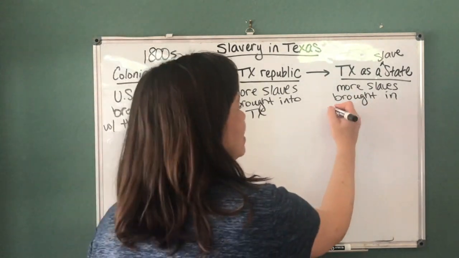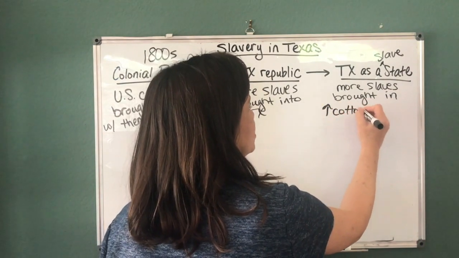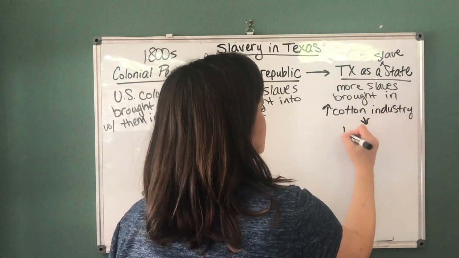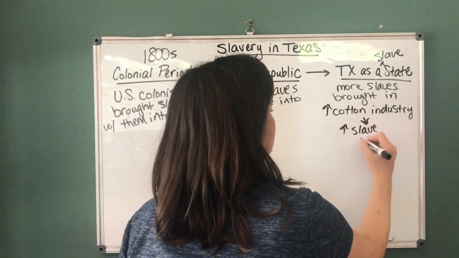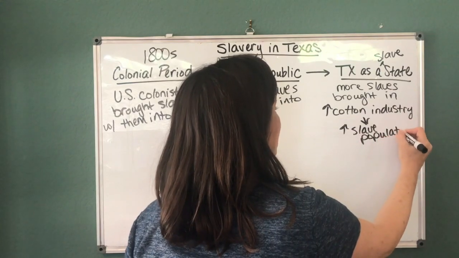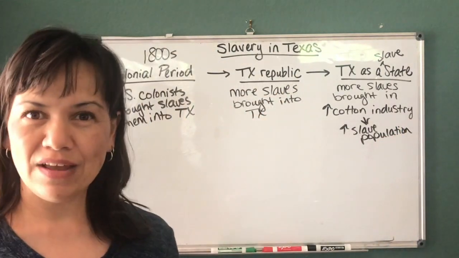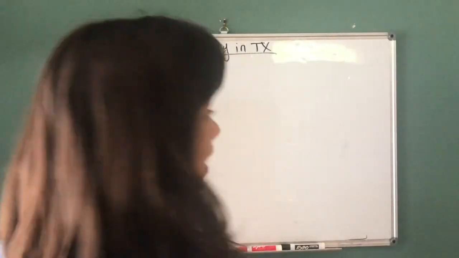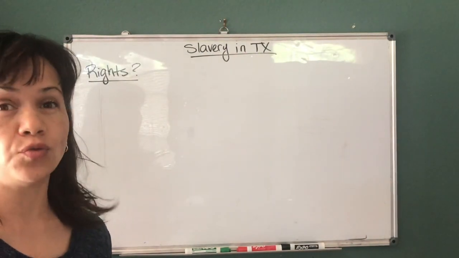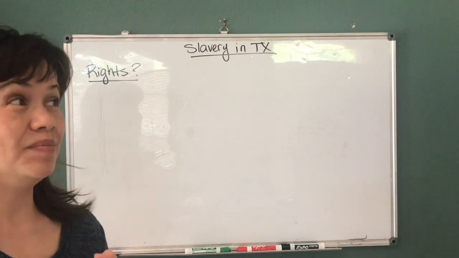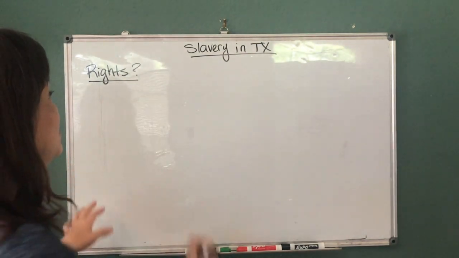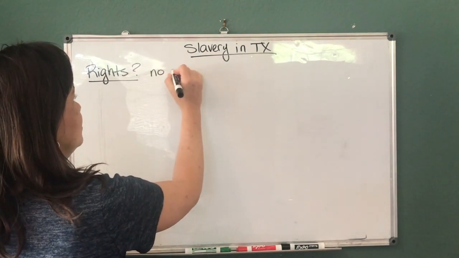And then as the cotton industry began to grow, the slave population grew. And at one point, the slave population was increasing at a much faster rate than the free population. Now, if you were a slave in Texas, what kind of rights did you have? Not many, really. So slaves did not have any property rights.